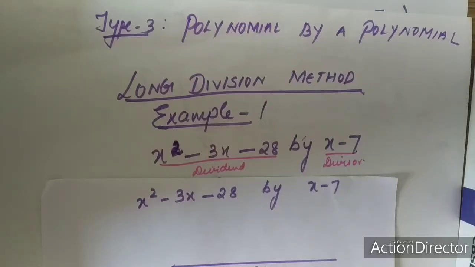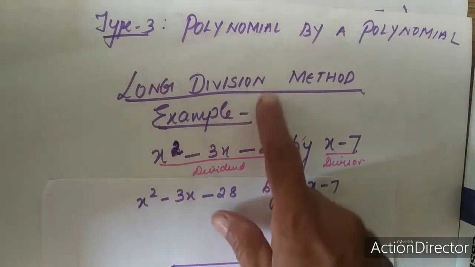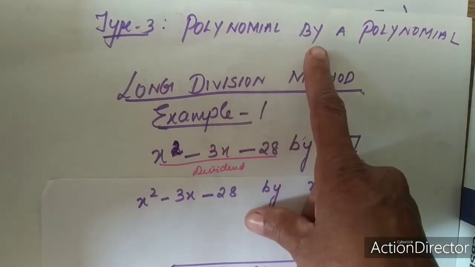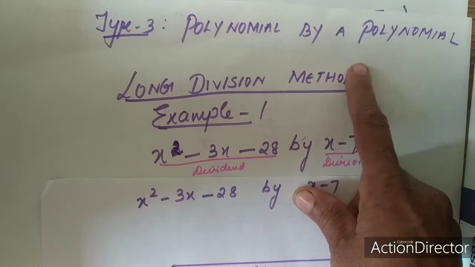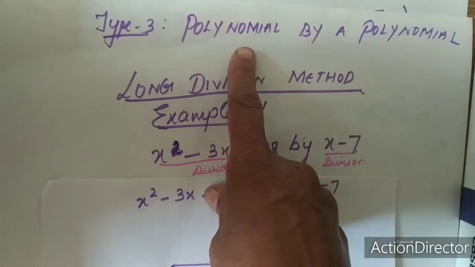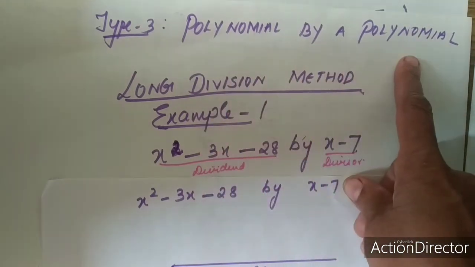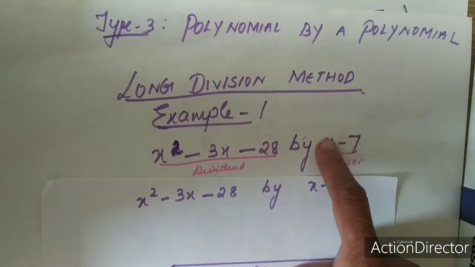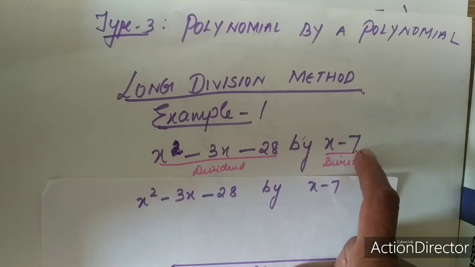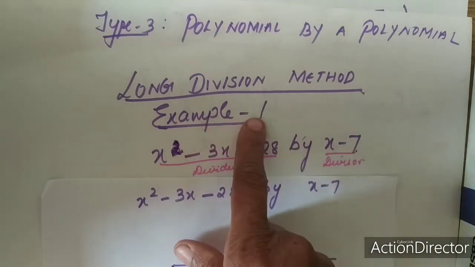Today we are going to see type 3 of division of a polynomial. In type 3 you are going to divide a polynomial by another polynomial. Type 1 was monomial, type 2 was polynomial by a monomial, and type 3 is polynomial by another polynomial. So this can be done only by long division because we cannot separate this as x by x minus 7. So this can be done only by long division. So let us see an example.